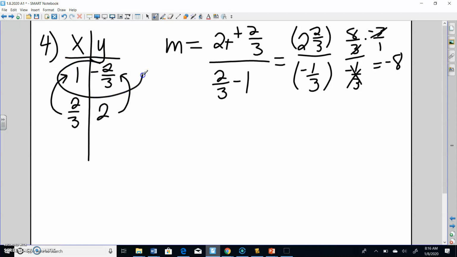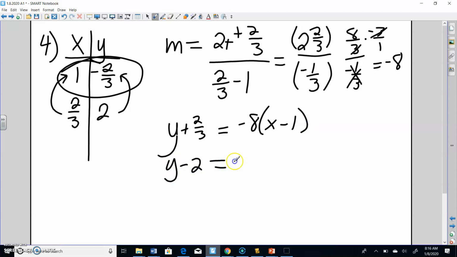So with the first point, my equation would be y minus a -2/3, so that's going to be plus 2/3, equals my slope of a -8 times x minus 1. Using the second point, y minus 2 equals -8 times x minus 2/3. Okay, so don't shy away from the fractions or something that looks a little different than what we've done. You can handle it. Pull out your calculator and use it if you need to.